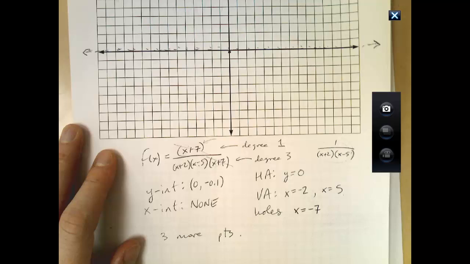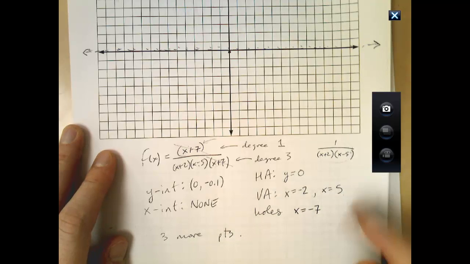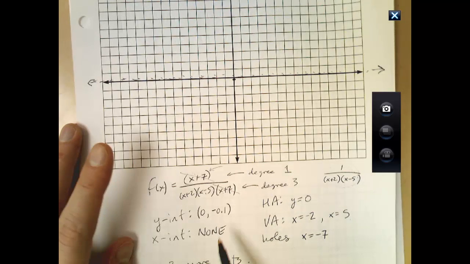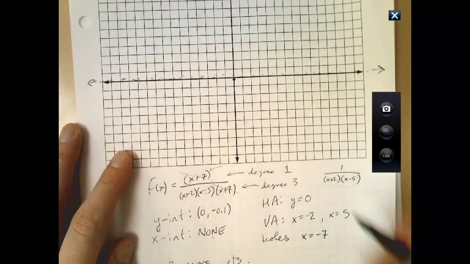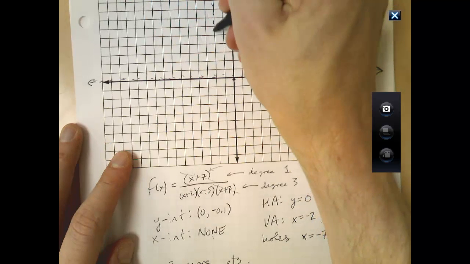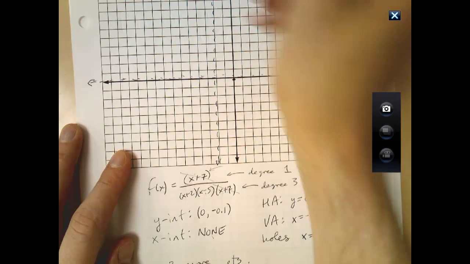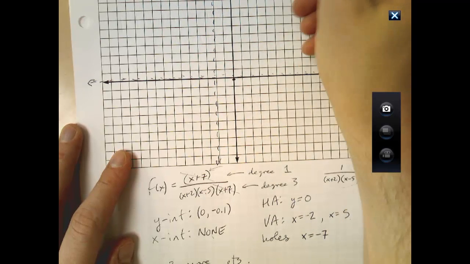Okay, so I have everything I need other than the 3 points. And for the 3 points, I just want to substitute. Before I figure out the 3 points, let's do the rest of this. So I have the y-intercept, no x-intercepts, got the horizontal asymptote, vertical asymptotes here and here.